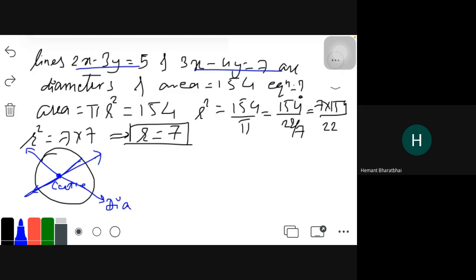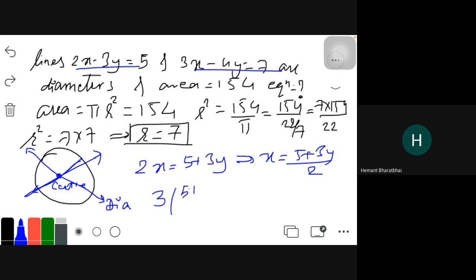So from the first equation I'll get 2x equals 5 plus 3y, which will give me x equals (5 plus 3y) upon 2. This I'll substitute in the second one. So 3 into x, where x is nothing but (5 plus 3y) by 2, minus 4y equals 7.